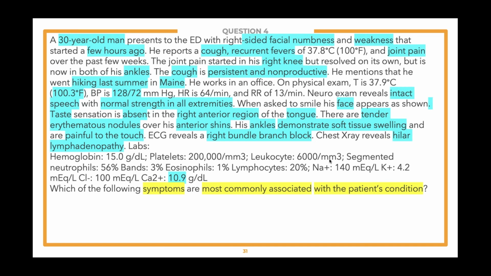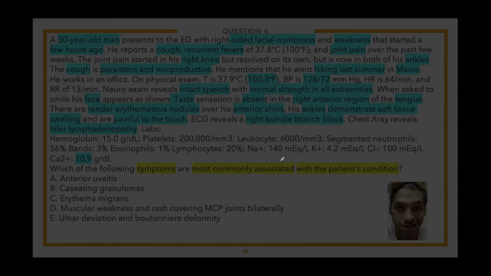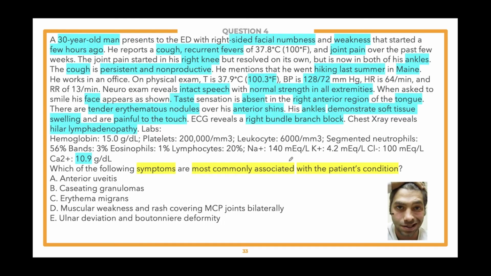And once again, we're going to start at the bottom and work our way up to the top. Answer choice E, ulnar deviation and boutonniere deformity. D, muscular weakness and rash covering MCP joints bilaterally. C, erythema migrans. B, caseating granulomas. And A, anterior uveitis.